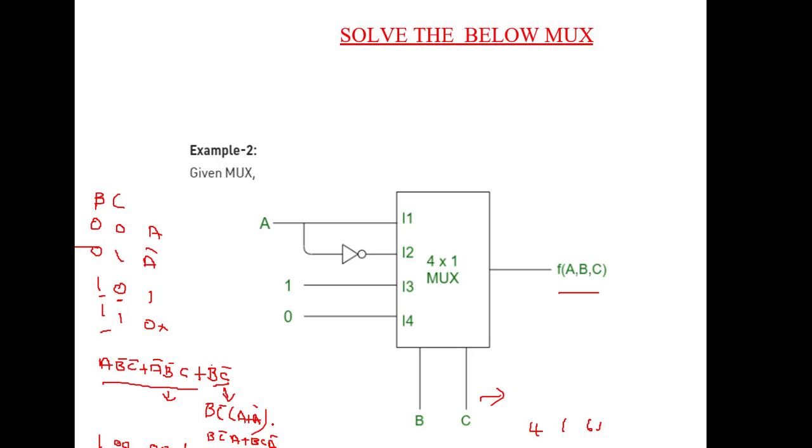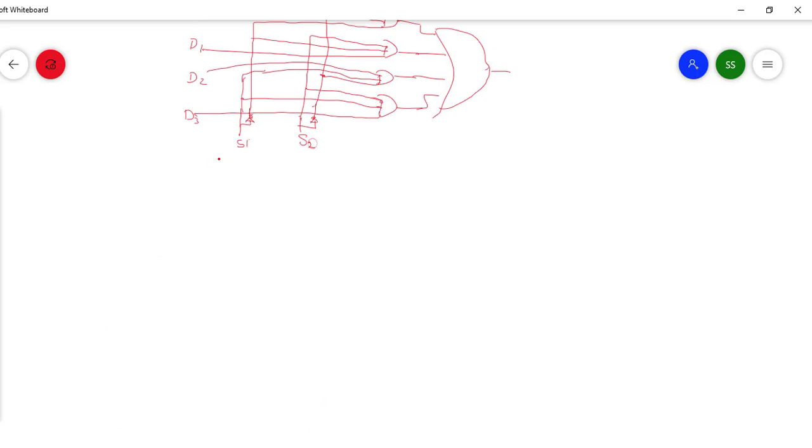So BC bar times (A plus A bar), so it becomes A BC bar plus A bar BC bar. So do it for all the numbers. A BC bar means 100, it's nothing but 4. A bar B bar C means 001, it's nothing but 1. And ABC bar means 110, which is nothing but 6.